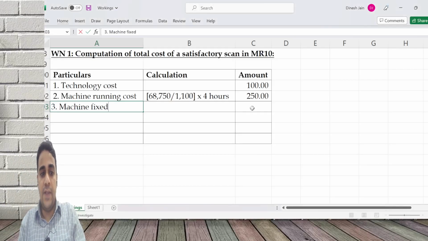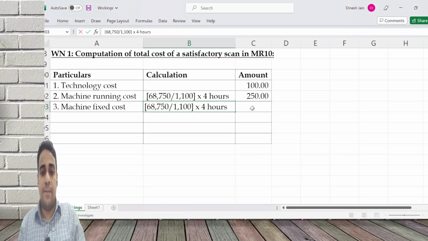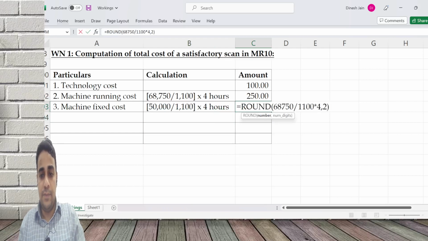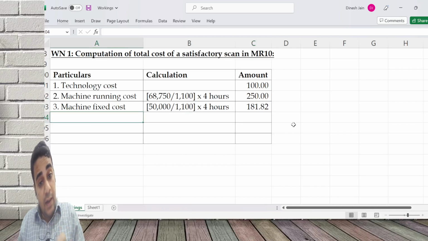Machine fixed cost is 50,000 for 1100 hours. So 50,000 by 1100 into 4 hours. You will have to incur this as well. This is the cost incurred for one scan.